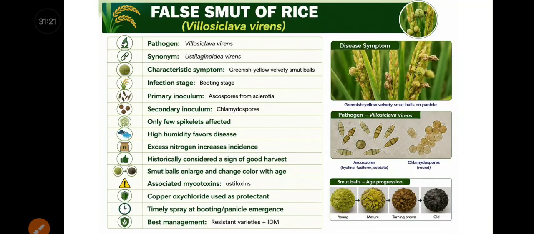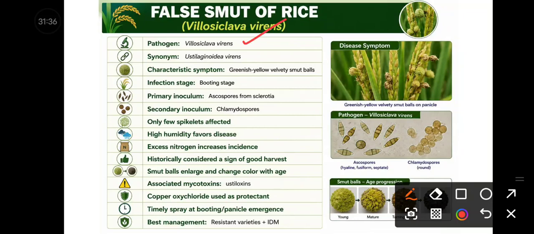Next, about false smut of rice. The pathogen, this is a fungal disease. It is caused by Villosiclava virens. See, this is the new name for this pathogen, Villosiclava virens. Older name is Ustilaginoidea virens.